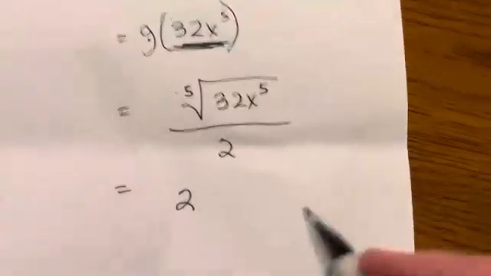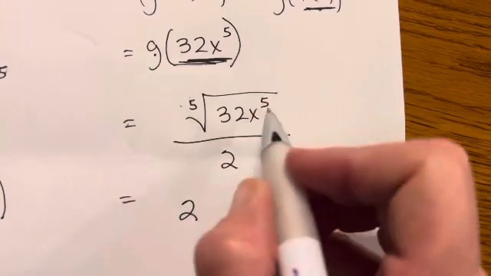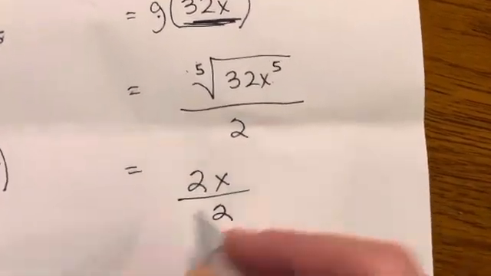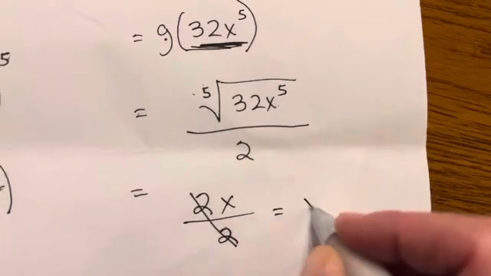Okay, so the fifth root of 32 is 2. Why? Because remember, 2 to the fifth is 32. And the fifth root of x to the fifth, these cancel, which gives me a boring x, all over 2. Notice that cancels, which gives me boring x. Yay! Okay, that's what I wanted.